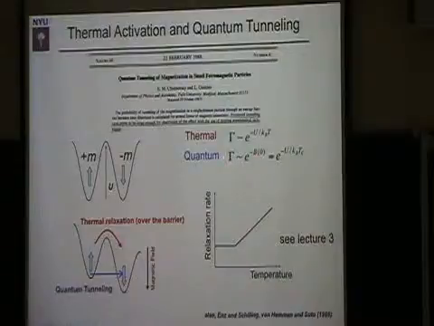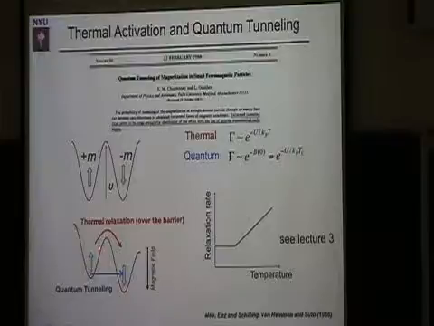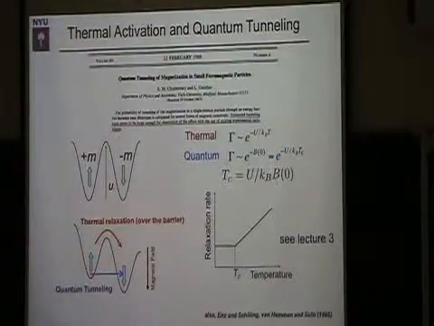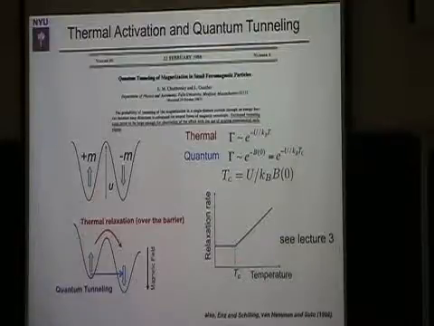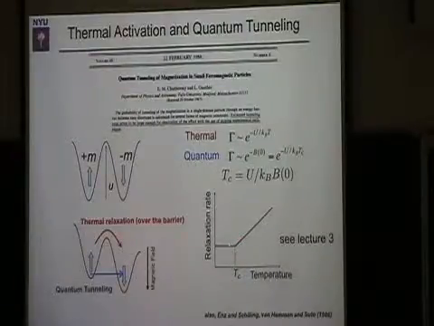And that should show up as a temperature-independent rate. So you should have a situation where the rate just goes as some factor that depends on the barrier and the action under that, in the inverted potential, I guess. And this would give you a temperature at which you would cross over to temperature-independent behavior. So the relaxation rate would be exponential, and then a constant independent of temperature.